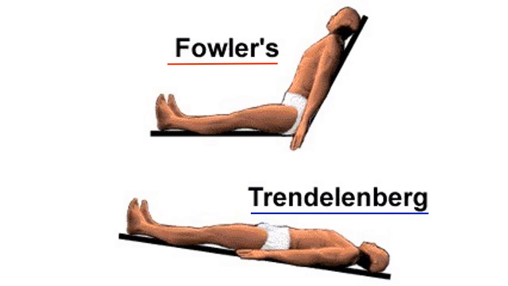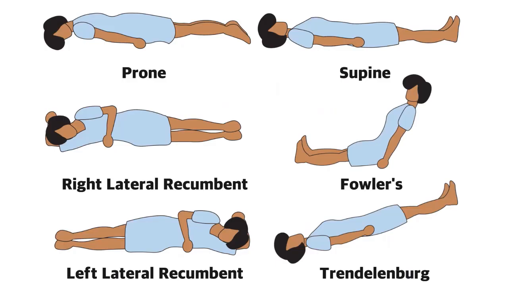We have the Fowler's position, like sitting down but inclined a little bit to the back, and we have the Trendelenburg position, where the head is down and the feet are up. This figure summarizes the different positions that a person or a patient may take.